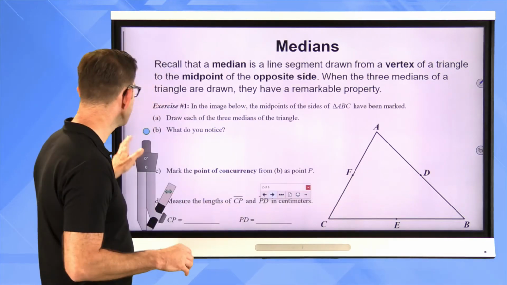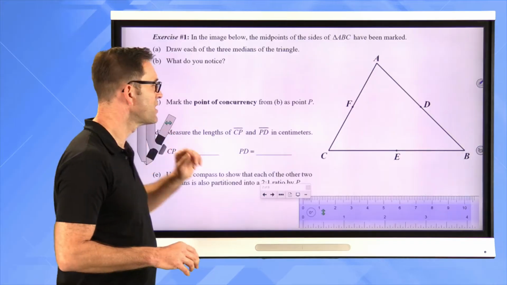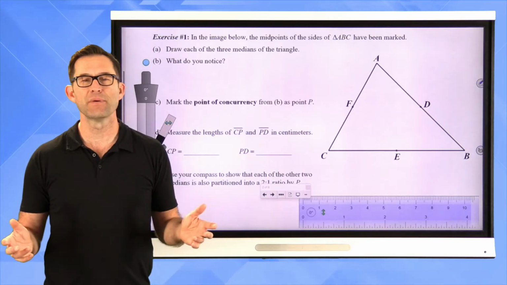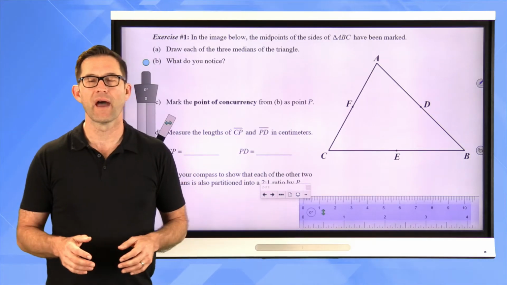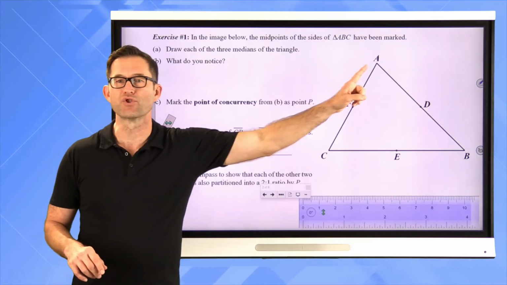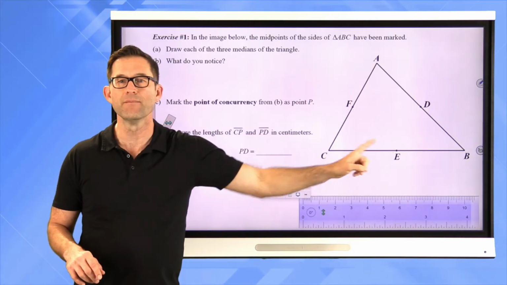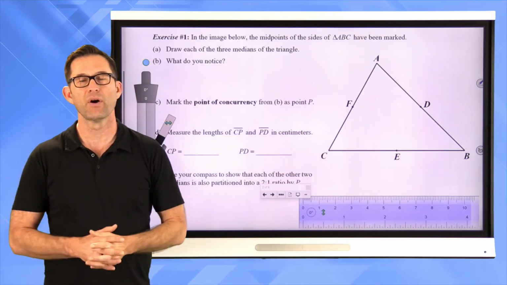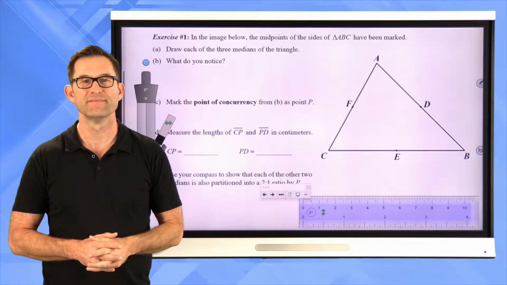All right, so let's take a look at that in exercise number 1. In the image below, the midpoints of the sides of ABC have been marked. Letter A, draw each of the three medians of the triangle. All right, this is a piece of cake. Pause the video right now and draw the three medians. In other words, draw a line segment from A to E, from C to D, and from B to F. Pause the video now and go ahead and do that.